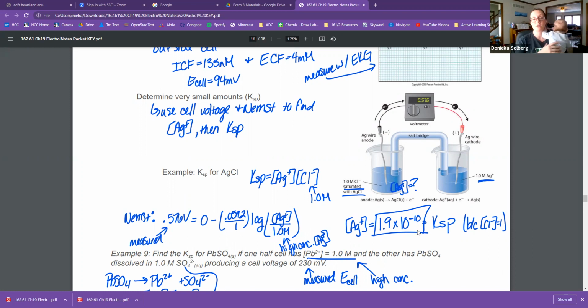So I know the silver concentration. Well, the goal is to actually find the Ksp. And if Ksp equals Ag plus times Cl minus, well, I made my Cl minus 1 molar to make my calculation easy, then Ag plus is going to equal my Ksp. So I found via this setup that my Ksp is 1.9 times 10 to the negative 10. Okay, so use this kind of method to do example number 9. Pause it here.